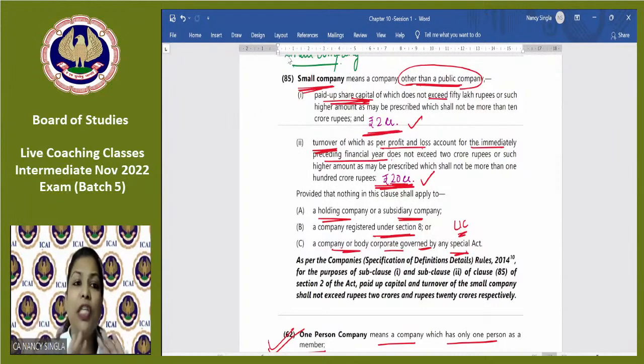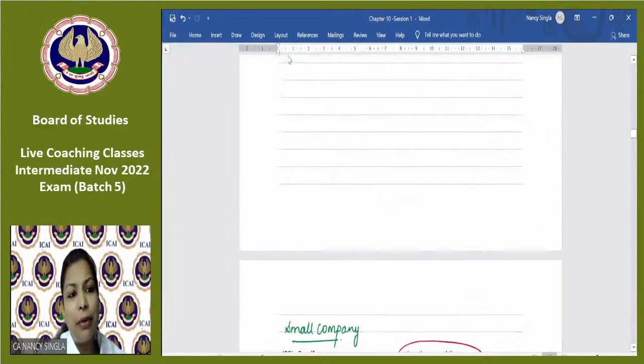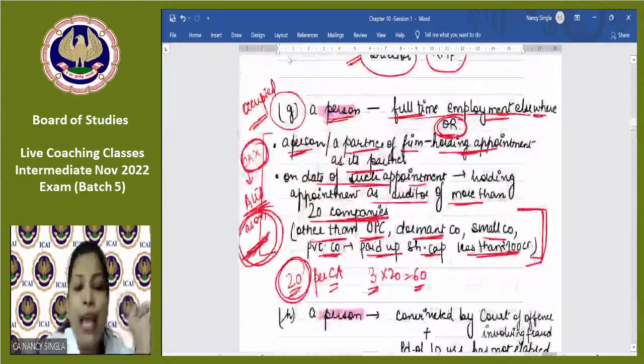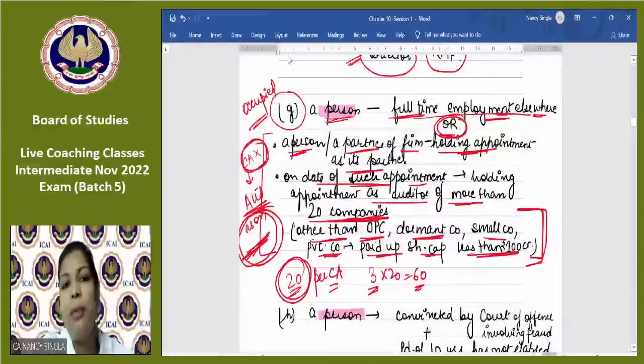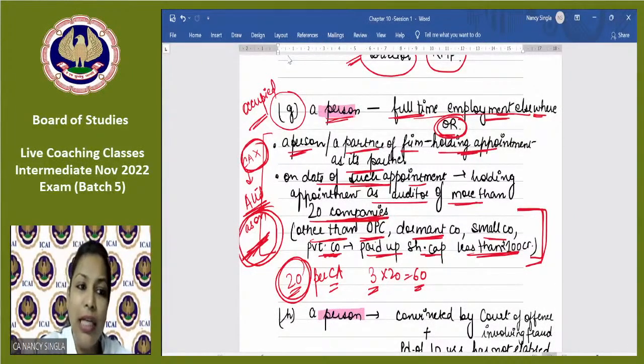So these companies, small company, one-person company, dormant companies, and the private company having a paid-up share capital of less than rupees 100 crore, these have been excluded for calculating the limit of this 20 companies. Okay, so what is this clause G? And students will be discussing this point, clause G, that is section 141, subsection 3, clause G, in a separate topic with respect to ceiling on number of audits, कि कितना maximum number of audits the auditor can do.